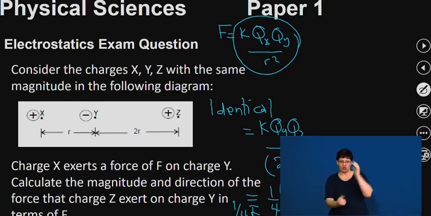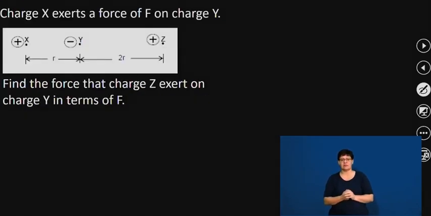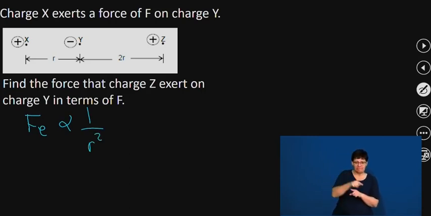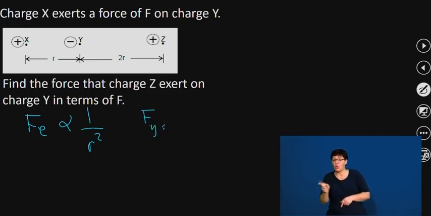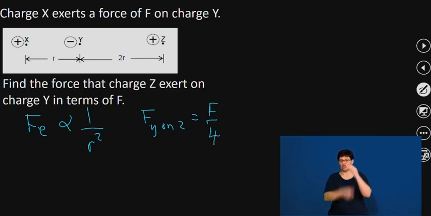Okay, right. And then it goes on to say, find the force that charge Z exerts on charge Y in terms of F. If we double the distance, because we know that the electrostatic force is inversely proportional to the square of the distance, then from the calculations we've done on the previous slide, the new force on Y by Z is equal to a quarter of the original force, because we have doubled the distance.